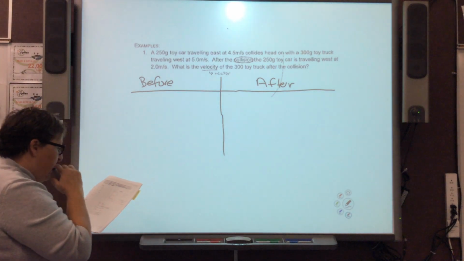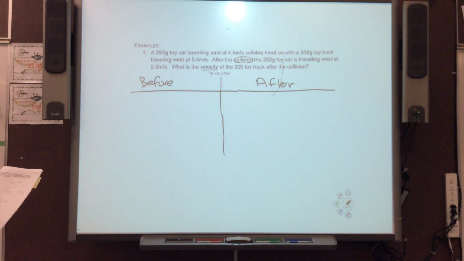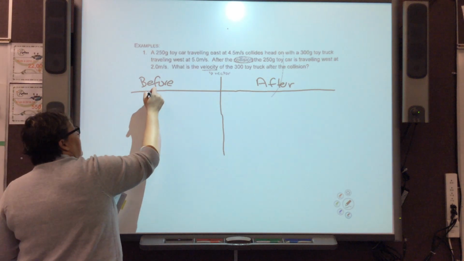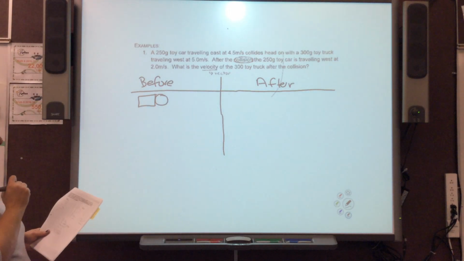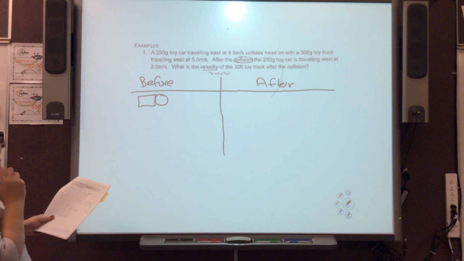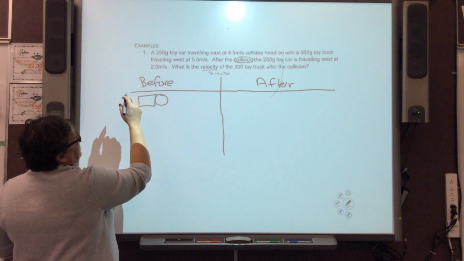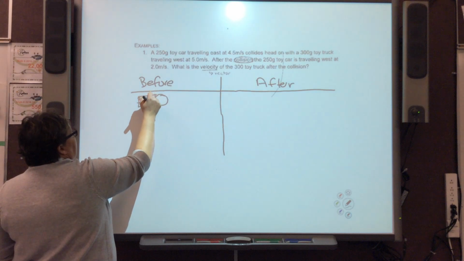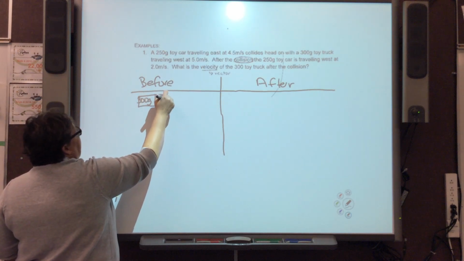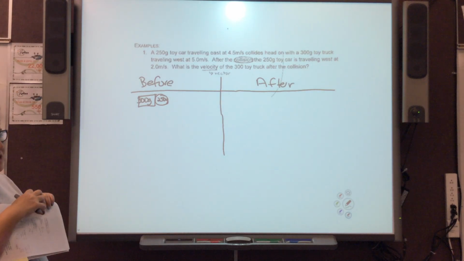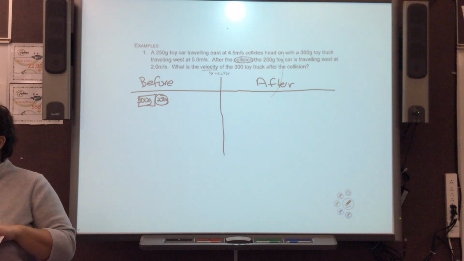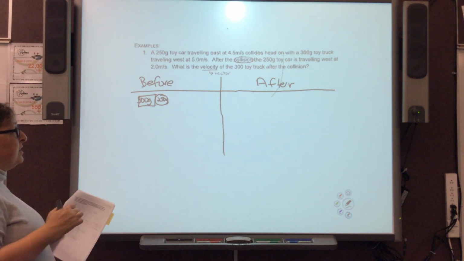Okay, it says a 250-gram toy car traveling east at 4.5 meters per second collides head-on with a 300-gram toy truck. So this is before. Before we have a truck and a car, and they collide head-on. The truck weighs 300 grams, and the car weighs 250 grams. Then it says after the collision, so you know that it's not starting from zero. An explosion starts from zero and then ends up with a velocity. That's something to keep in your mind.